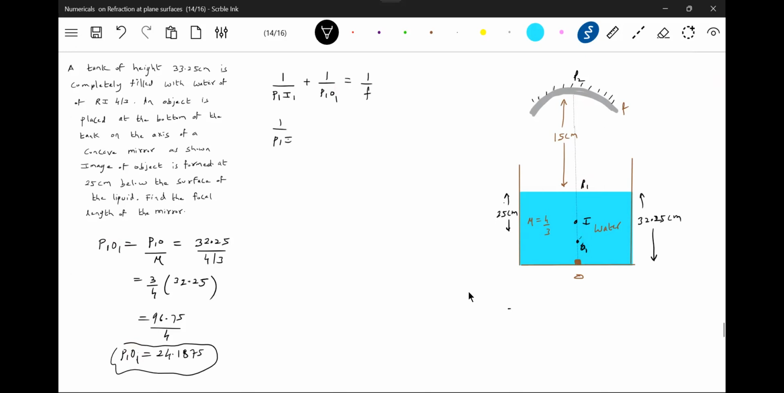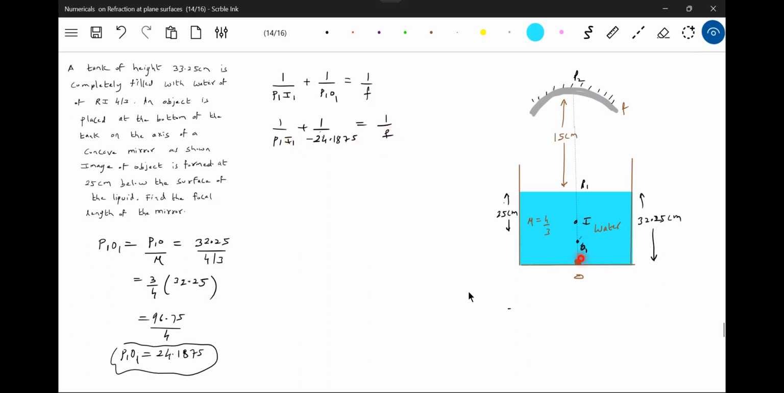One by P1 I1. Find the focal length of the mirror, it is telling. Okay, P1 O1 is how much? We know, 24 minus... this we don't know. But what is the condition given? The final image will be formed at a depth of 25 centimeter below the surface. Final image is here. So how to bring that intermediate one? Where will I1 be? Are you getting it now? We need the focal length. For this, we don't know these two here, but we know the final image.